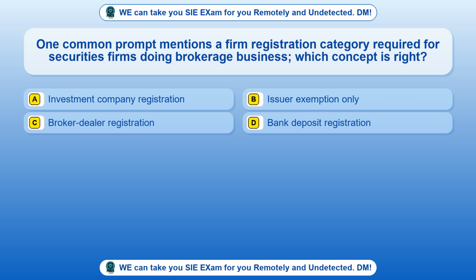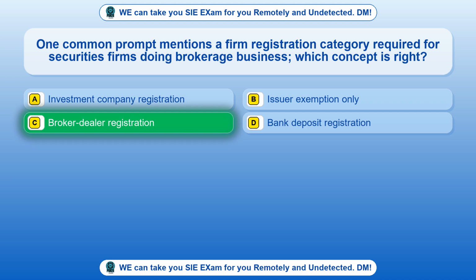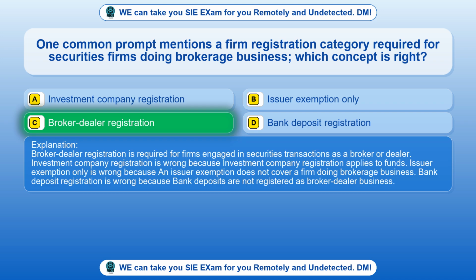Option C, broker-dealer registration. Option D, bank deposit registration. The correct answer is option C, broker-dealer registration. Broker-dealer registration is required for firms engaged in securities transactions as a broker or dealer.